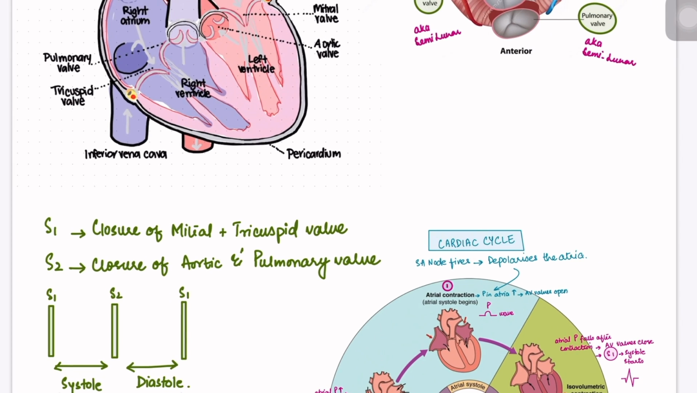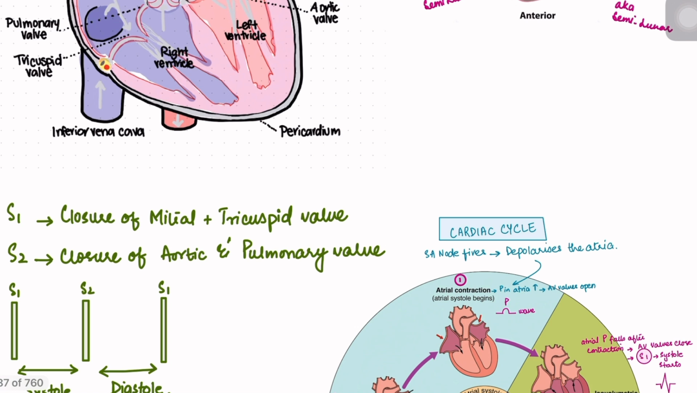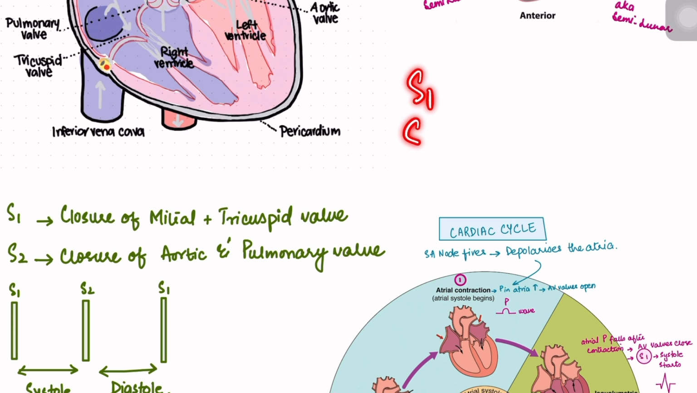I also want to discuss a few other things. For example, what is S1 and what is S2? You know how our heart makes sounds, lub and dub? And if you put a stethoscope on the heart, you will hear sounds like lub dub, lub dub, lub dub. So those lub and dub sounds are called S1 and S2.